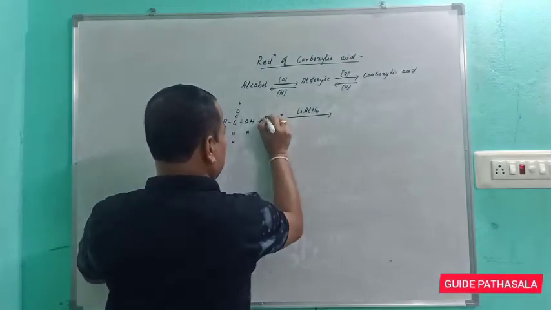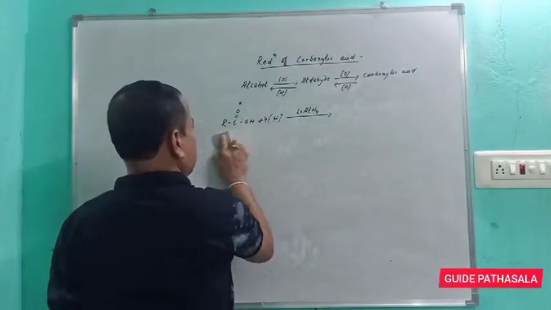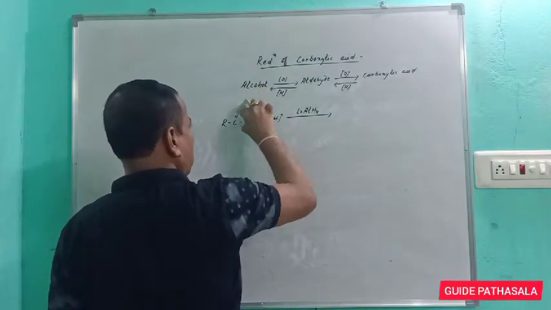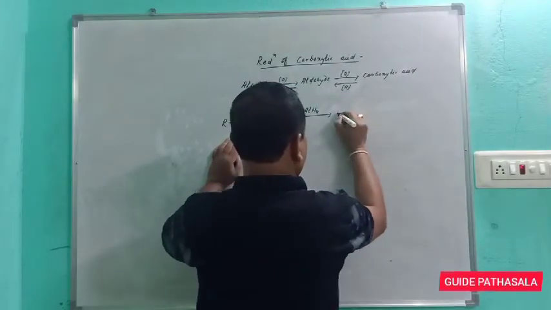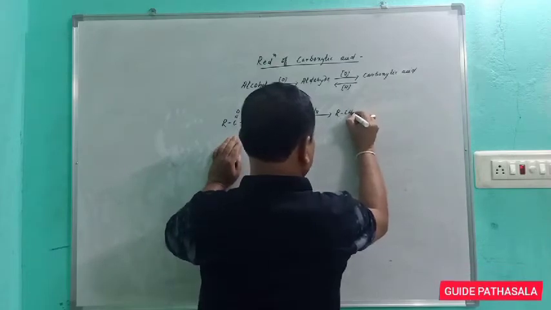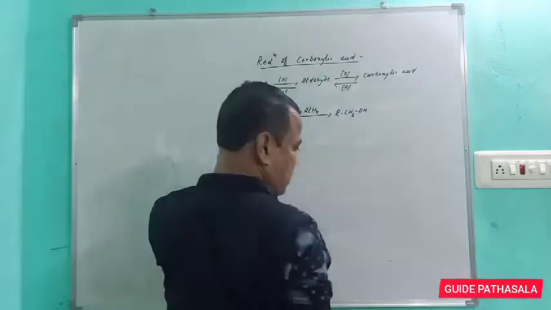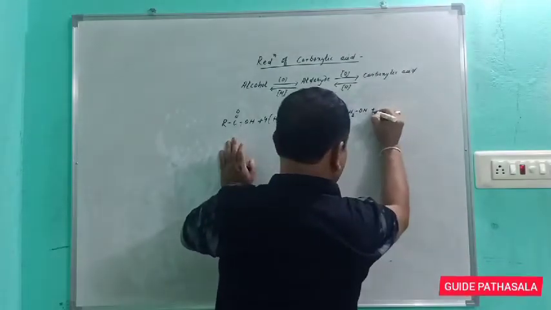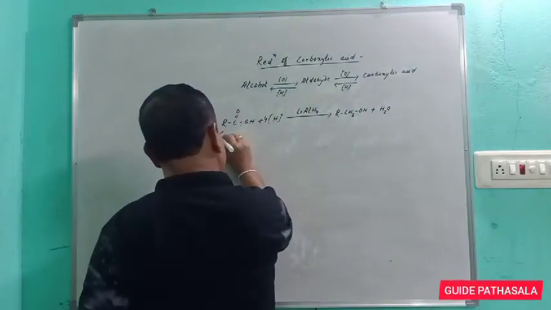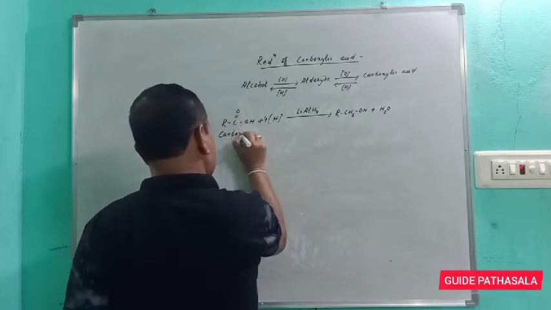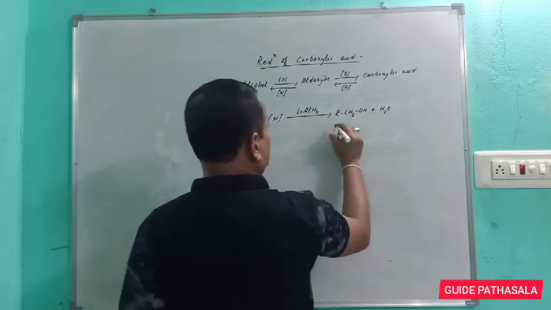When a carboxylic acid is reduced, then alcohol is formed: RCH2OH plus water. Okay. Alcohol and carboxylic acid, alcohol.